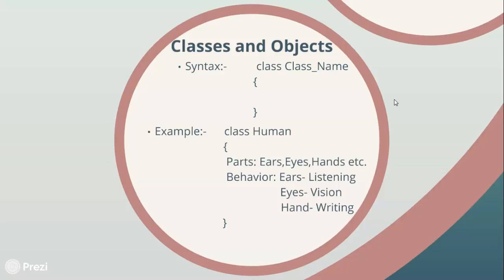For example, God created human beings, but before creation, God created the design of a human being like this: class human being, parts: ears, eyes, hands, etc. And the behavior, which here are the methods. That is, ears are used for listening, eyes for vision, hands for writing. Okay, so this is a class. I have given this example to make you understand how problems of the real world are dealt with using classes. So in Java, before creating the actual object, first of all a class is created which contains parts, that is data members or variables, and behavior, that is methods.